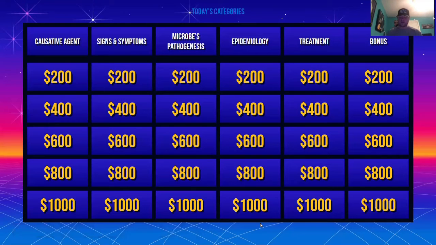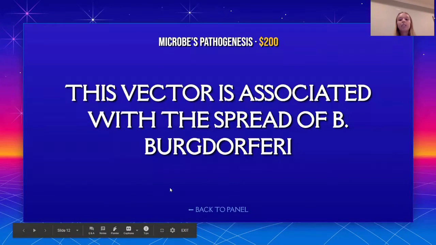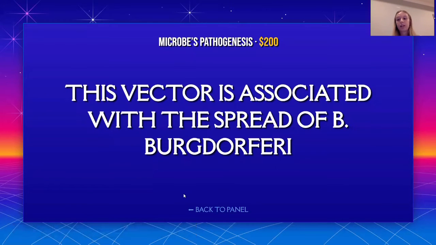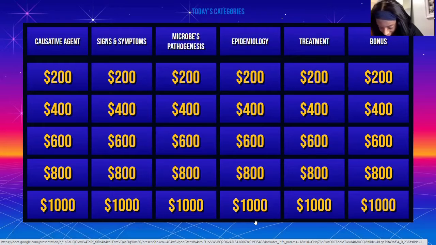I'd like to do microbes pathogenesis for 200, please. All right. This vector is associated with the spread of B. burgdorferi. Rachel? What is infected deer tick? That is correct. All right, can I do microbes pathogenesis for 600?